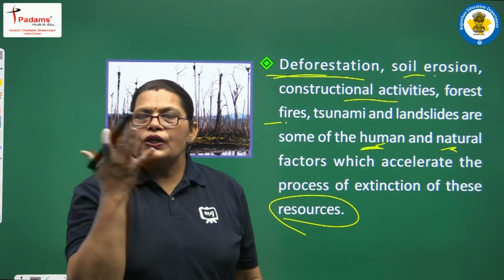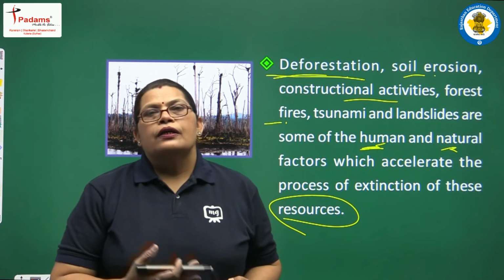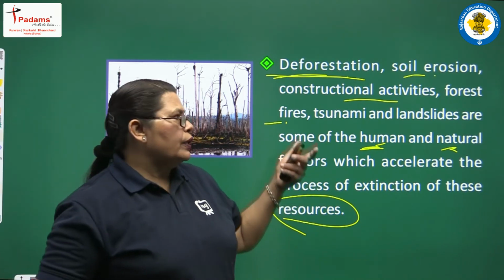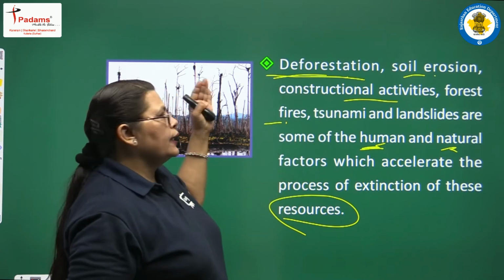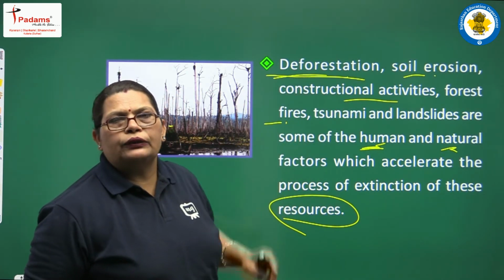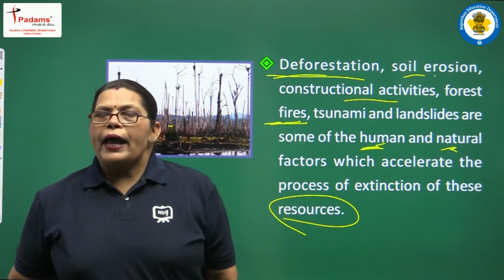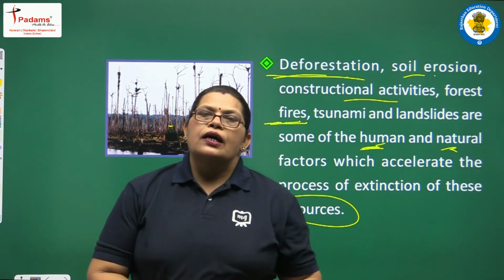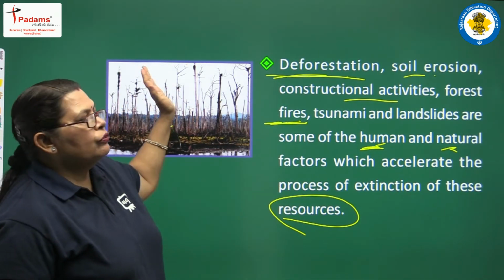And for these construction activities, what are we doing? We are cutting trees for the purpose of more and larger buildings, for the purpose of more land we are using, for the purpose of more things in our drawing rooms also. Next one is the forest fire. Yes, from many reasons forest fires are there, and these forest fires also destroy our forest areas. So this one is also necessary.